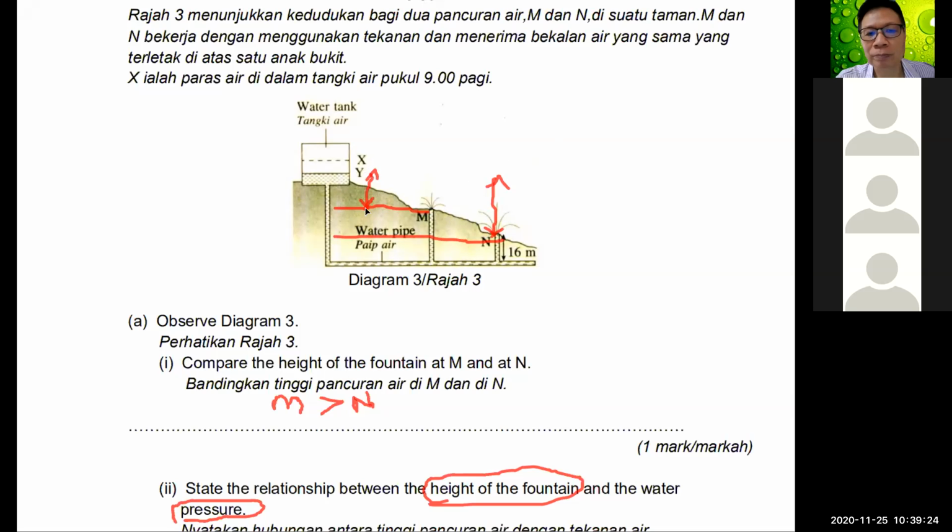So this is not deep. Not deep means pressure not high. And this point, it is deeper. The water from here to here is deeper, so it's higher pressure. Understand? Please jot down the diagram now.